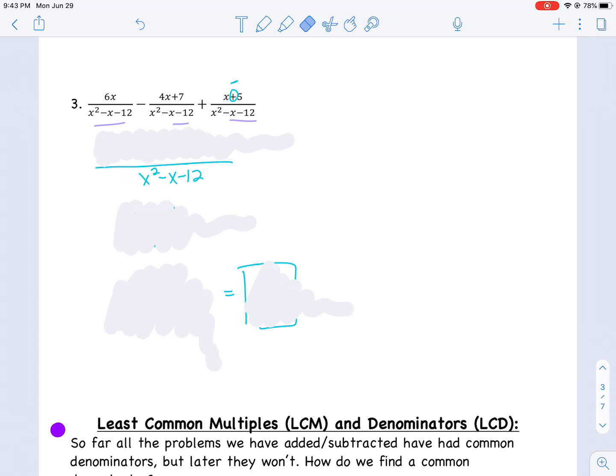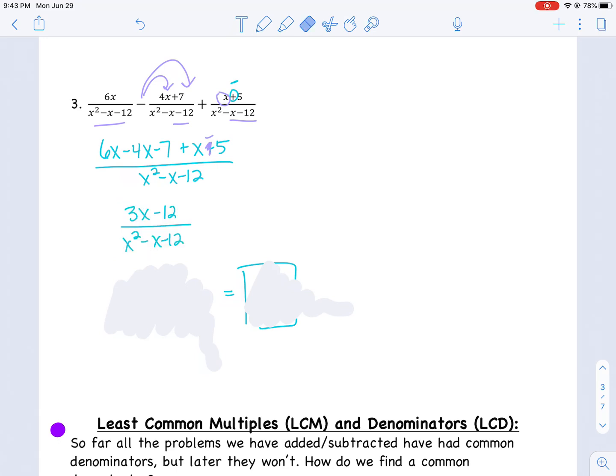Don't mess with it. Keep it there. Now, we're going to take the 6x, but we're going to subtract 4x and subtract a 7, but we're going to add an x and a minus 5. So your numerator should look like this. You have a 6x minus 4x minus 7, because I have to distribute the negative, plus x. Uh-oh, is that supposed to say minus 5? Minus 5.